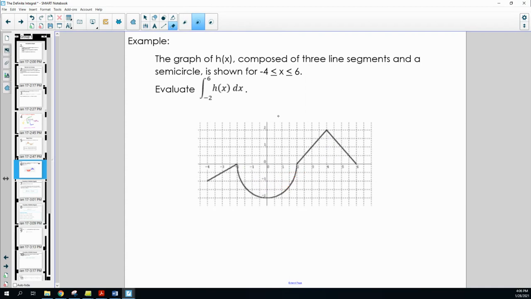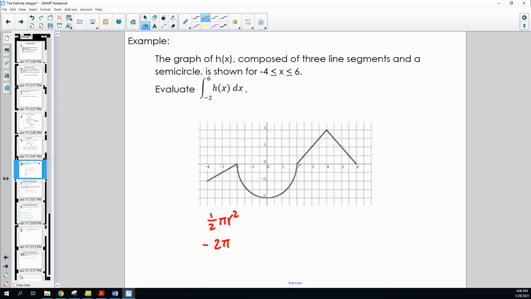The area from -2 to 2 is just a semicircle. We know that the area of a circle is pi r squared, so for a semicircle, we're going to have 1/2 pi r squared. We can see that the radius here is 2. So when I plug 2 in, I get half of pi times 4, so I'm going to get 2 pi. But it's below the x-axis, so this is going to be a negative. And then the next piece from 2 to 6, we just have a triangle.